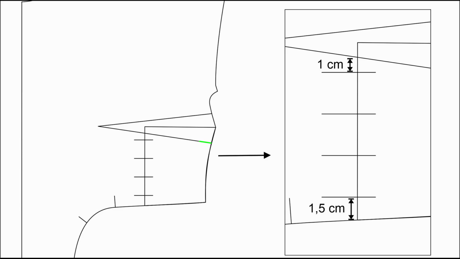Then also the loop positions have to be adapted. Take care here that the highest loop is 1 centimeter below the dart side and the lowest loop is 1.5 centimeter above the paper edge. All other loops, 2 or only 1, are distributed equally between the highest and lowest loop position. Please also draw these loop positions quite long to the left.